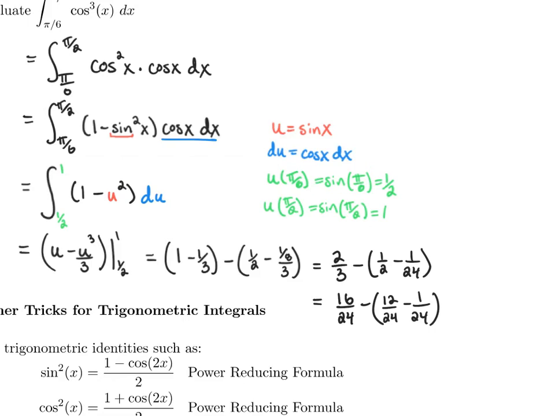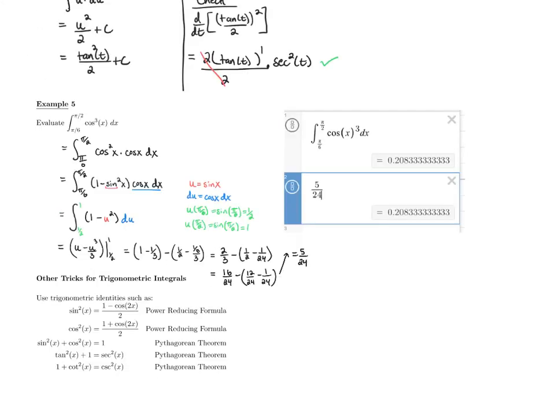So putting it all together and subtracting, we should get 5 24ths. Now if you wanted to check this, you could check this in Desmos just by entering in the original integral. Now of course Desmos is not going to give you the answer in a nice form like the exact fraction, but it does give you the decimal approximation, and I can see that the answer that I got, 5 24ths, has the same decimal expansion as the original problem.